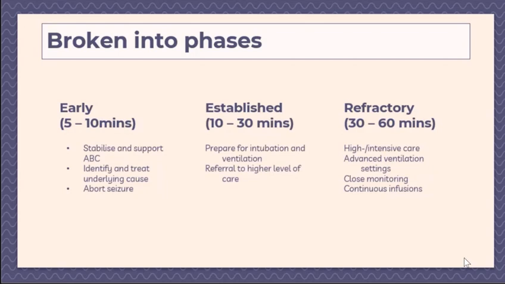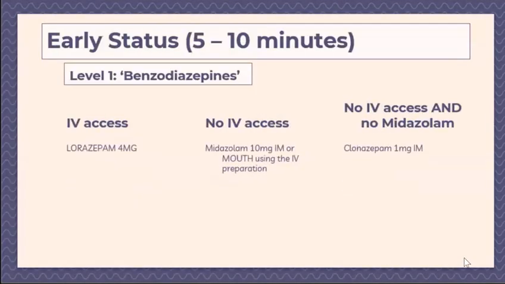In refractory status epilepticus, you're dealing with a huge risk to this person's well-being going forward. Here the person should be in a high intensive care situation. You need to have advanced ventilation settings being considered, very close monitoring, and here you'd be wandering into the realm of constant infusions.